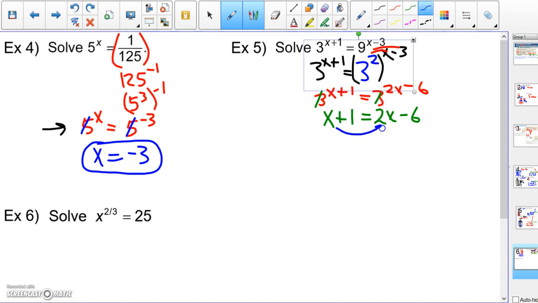So subtract this x over, add this 6 over, x equals 7.